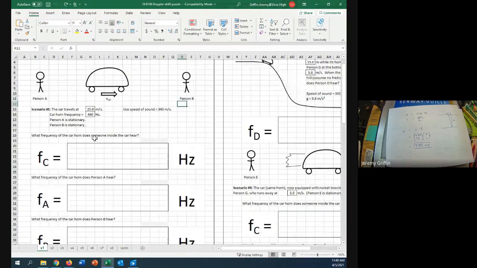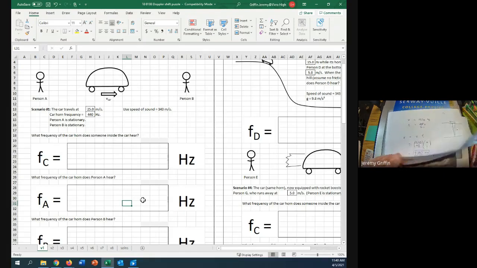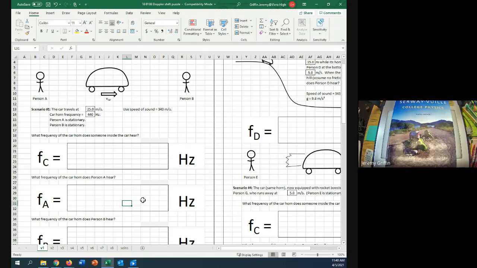The first perspective is inside the car. If you're traveling along with the car, with the pocket of air that's traveling with the car, do you think you also hear 440 hertz? Yeah, so the first box is just whatever the car horn frequency is. I do have different versions of this, so I don't know if your paper has the same numbers, but whatever that number is goes here. Then person A versus person B. Should person A hear a high pitch or low pitch? Yeah, should be low. So the number should be less than 440 hertz.